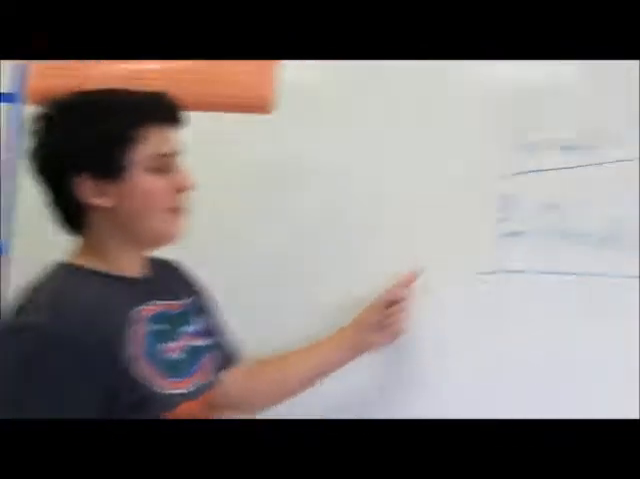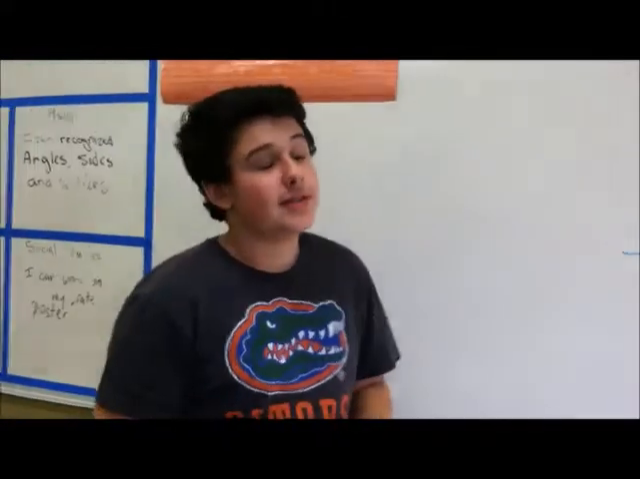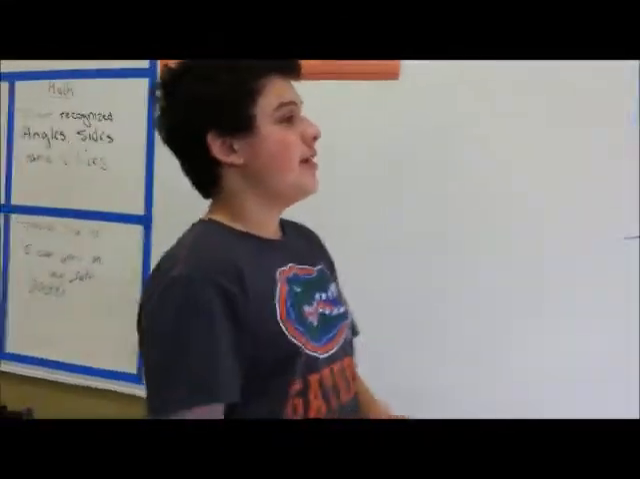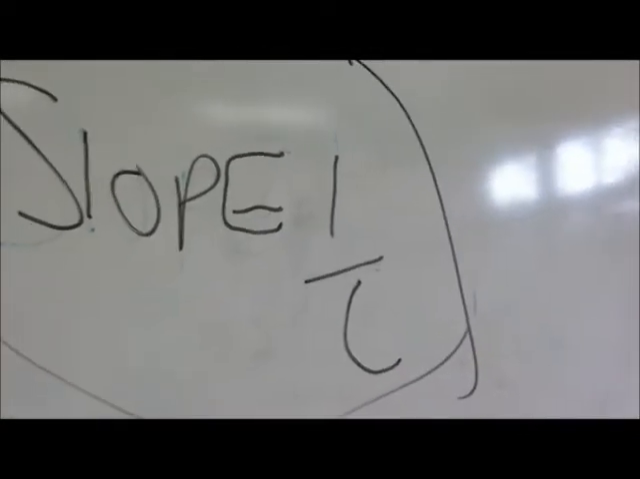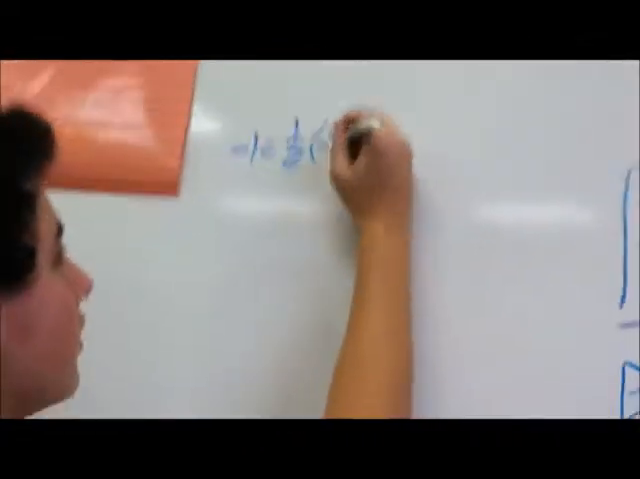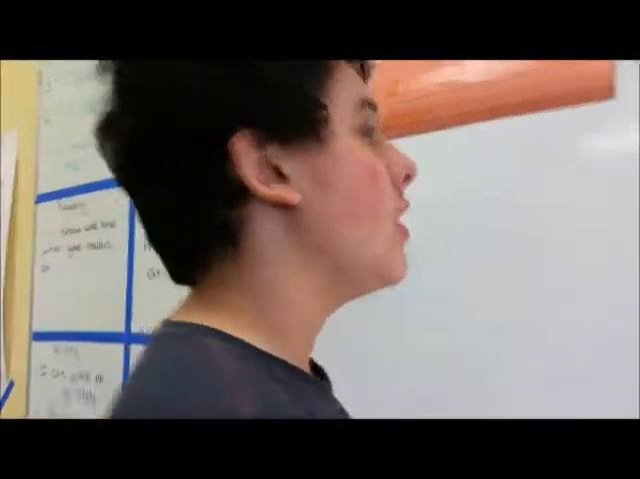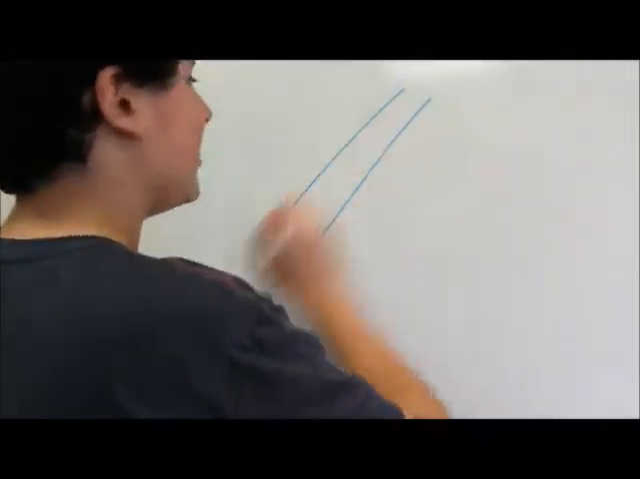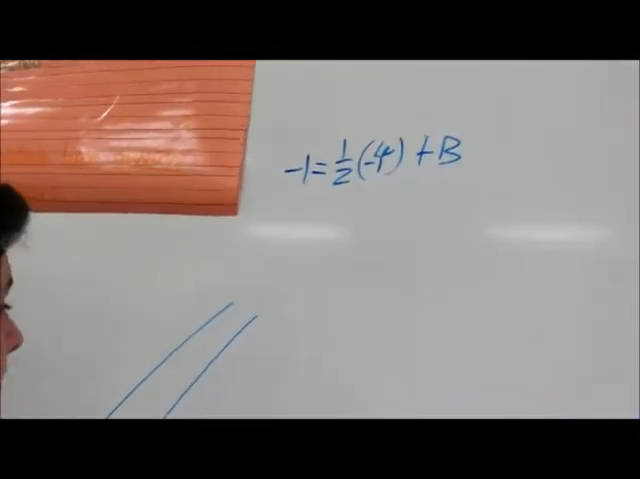Fine. Parallel and perpendicular lines for y equals mx plus b, you do these simple steps, at least for parallel lines. We already have our point and slope written up, so let's just do negative 1 equals 1/2 of negative 4 plus b. Now remember, parallel lines are lines that have the exact same slope. So whatever we come out with is going to be the same for this.